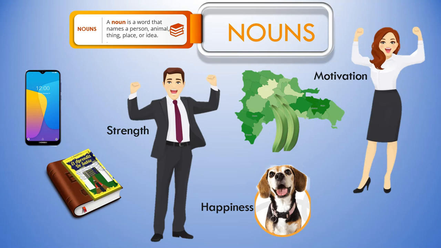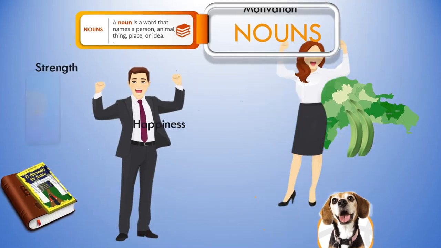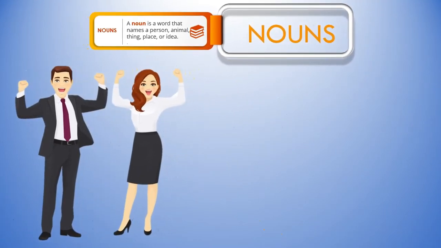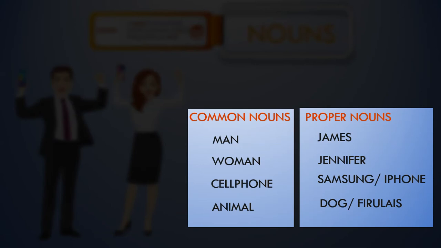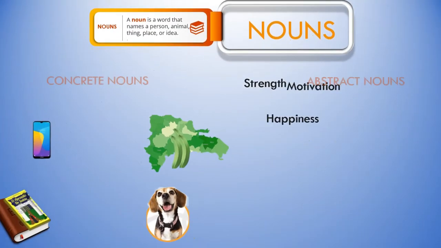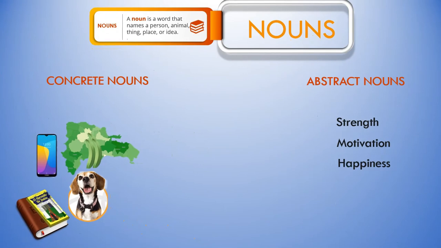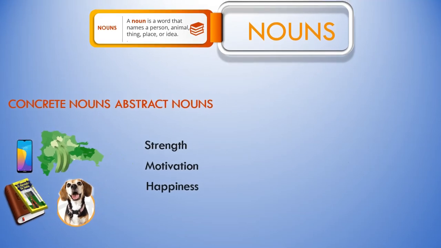All of the nouns we use can be separated into two different types: common nouns and proper nouns. Common nouns refer to generic things, while proper nouns refer to specific things. Nouns can also be concrete and abstract. Concrete nouns refer to physical things, while abstract represent ideas and concepts that we cannot see or touch.